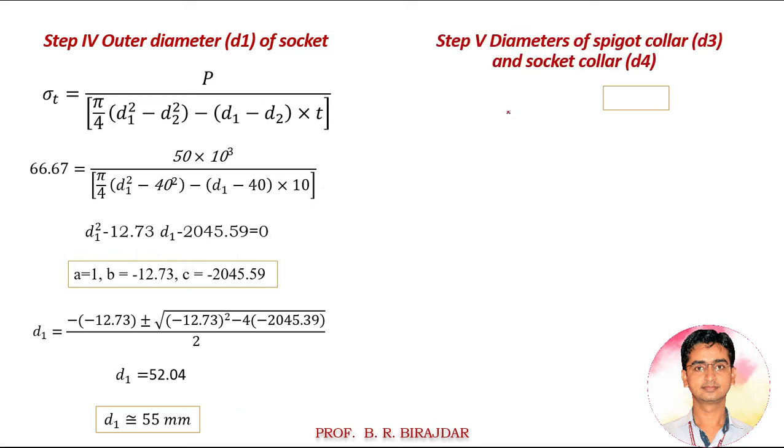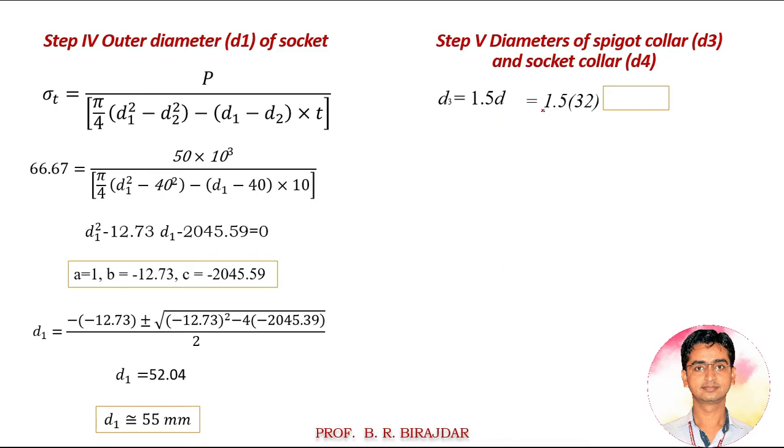Now next, diameter of the spigot collar D3 and D4 we have to find, and these two diameters we will find out based on the empirical relation. Now D3 is equal to 1.5 times the small d. Small d is what? It is the diameter of the shaft, which we already calculated.